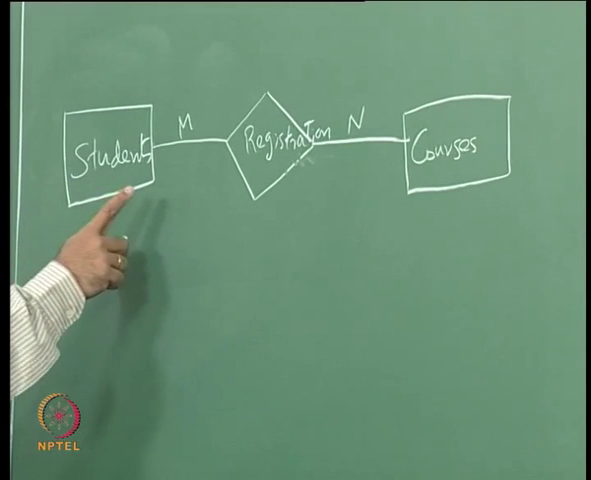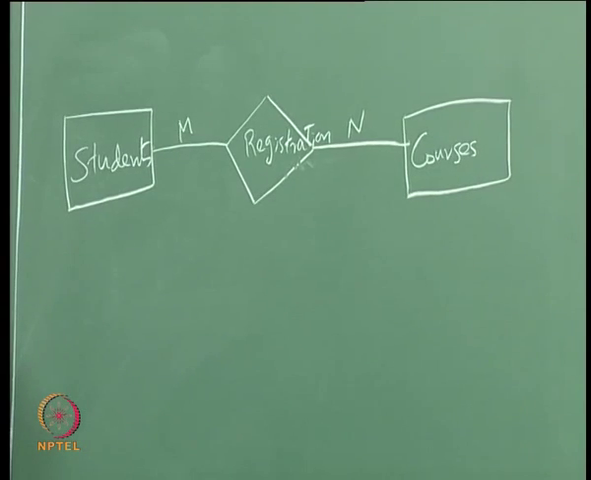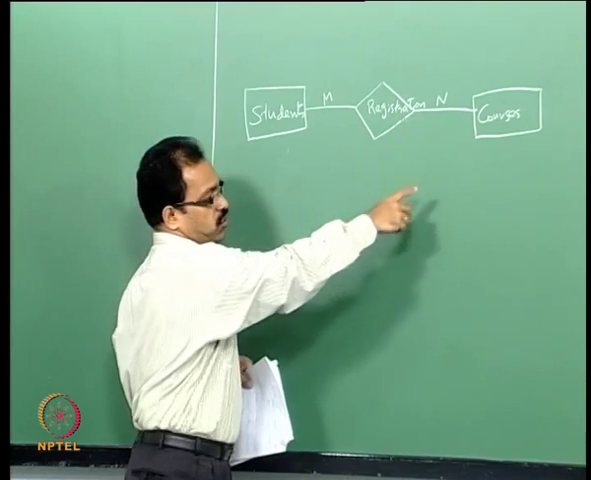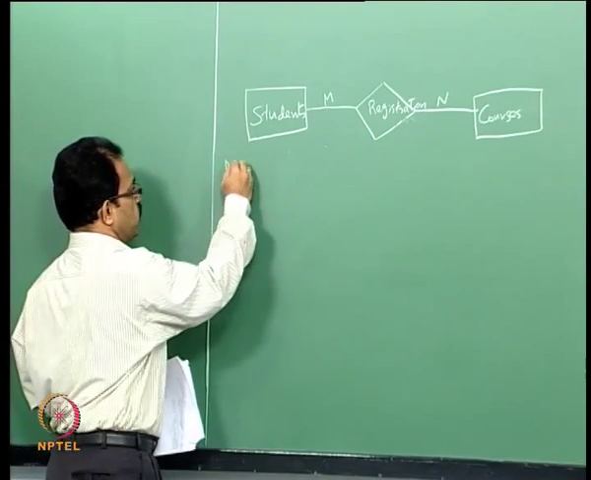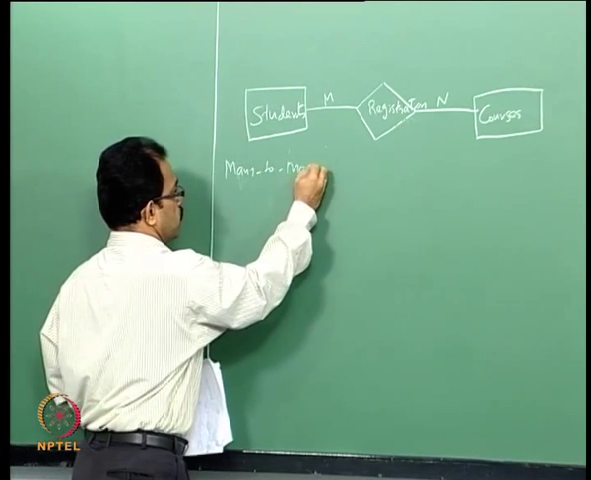If you take a single student, then it will be a 1 to m relationship. One student registering for n courses will be like a 1 to m relationship. But when you take m students, they register for n courses in a many to many relationship. So, these are known as many to many relationships.